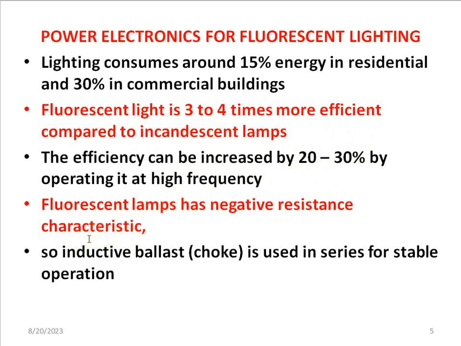But we need to also know that the fluorescent lamp has a characteristic of negative resistance, and I have already explained negative resistance in one of my lectures. It's a situation where you find that the current is increasing, the voltage is decreasing, and vice versa. For this reason, there is always what we call a choke, an inductive ballast or choke, that is inserted into the fluorescent lamp to control it so that this negative resistance can be eliminated for it to operate normally.